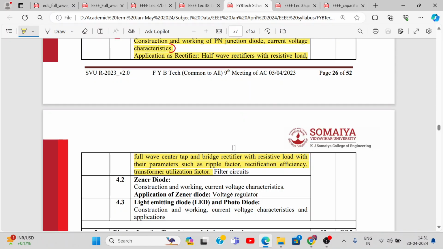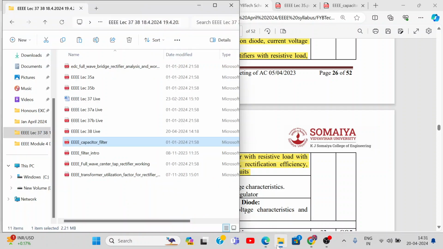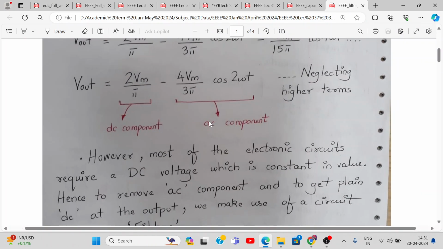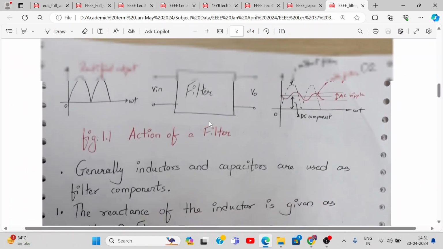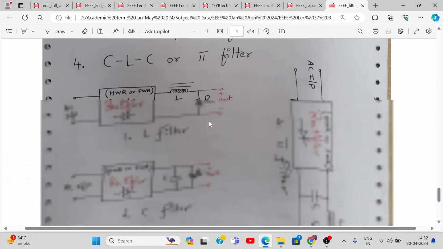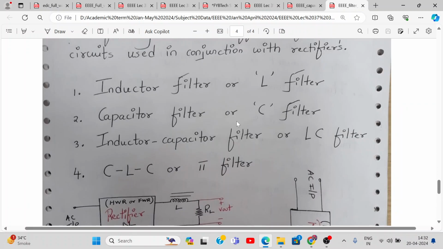Now one last topic is remaining. The filter circuit is also over. There are various types of filter circuits, but you will only have a capacitive filter circuit. Actually, what are the types of filter circuits? Let me also show it to you. The filter circuits are of 3-4 types. Look at this: inductive filter, capacitive filter, inductive capacitive filter, LC filter or pi filter. So you have C filter only in your syllabus.